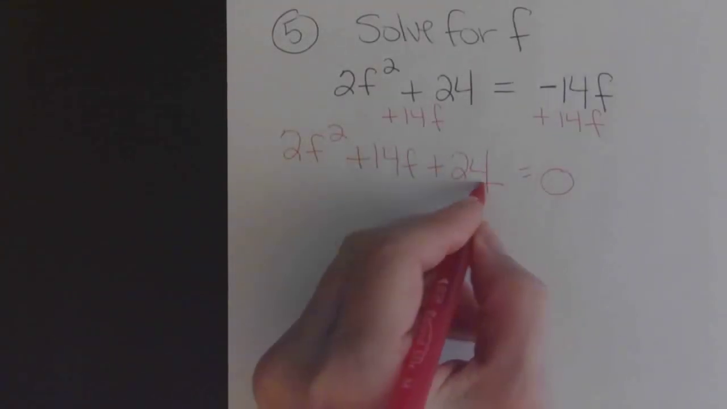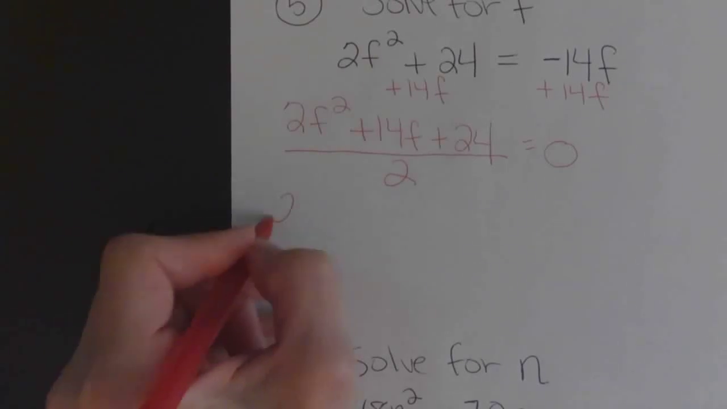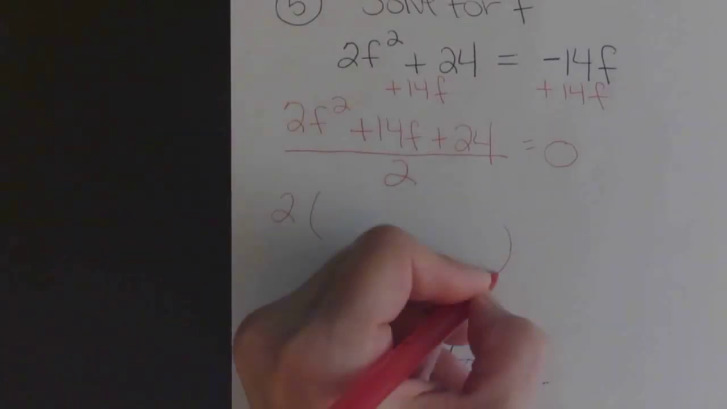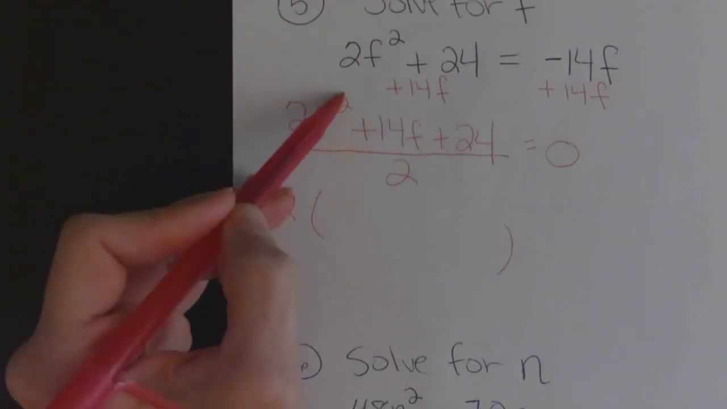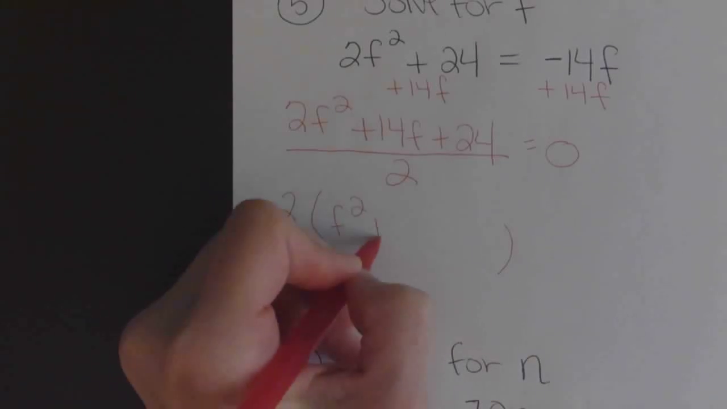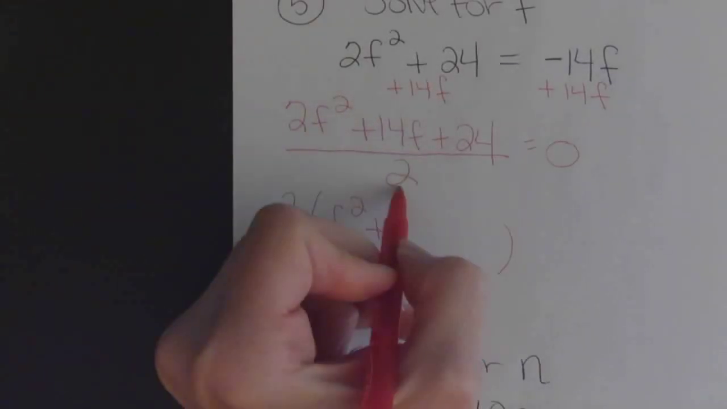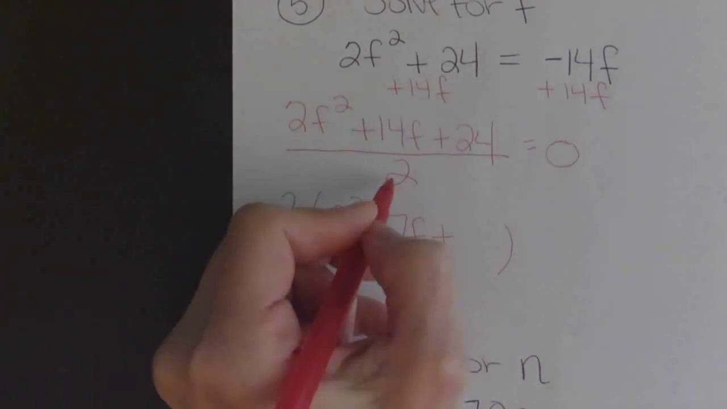Now the thing I notice about this is there's a GCF to be had here. These are all divisible by 2. So let's get that out. Let's divide by 2. So that'll give me a 2 in the front. And then I have to find my leftovers by dividing. 2f to the second divided by 2 is just f to the second.